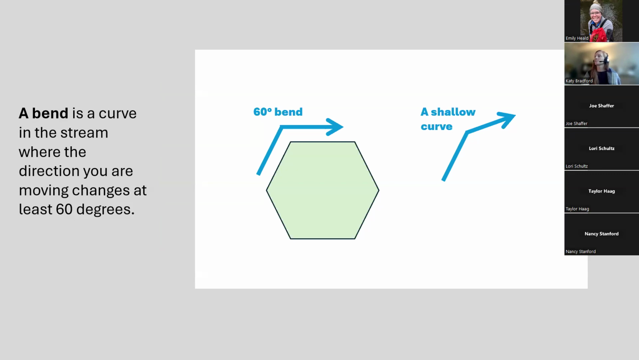That's if you're walking down the stream in the direction of the arrow and the stream curves by at least that much around that hexagon corner, that's about 60 degrees. And on the right is a shallower curve that we wouldn't consider a bend. It's just a gradual curve in the stream, but it's not turning enough to be considered a bend in the stream. When you're out in the stream, you can bring a compass with you to help you see that degree of change, or you can use your best judgment with your partner, and that's fine too. You don't actually have to measure the degree of change to know that you are in a bend of the stream.